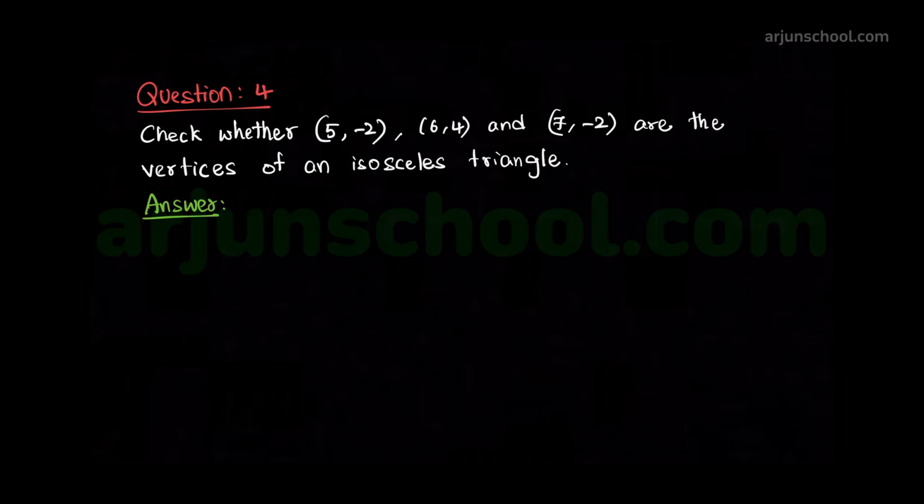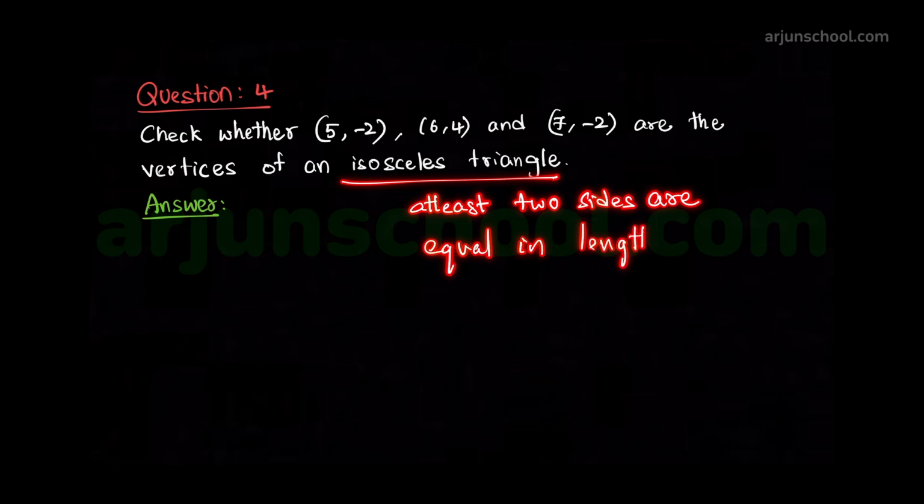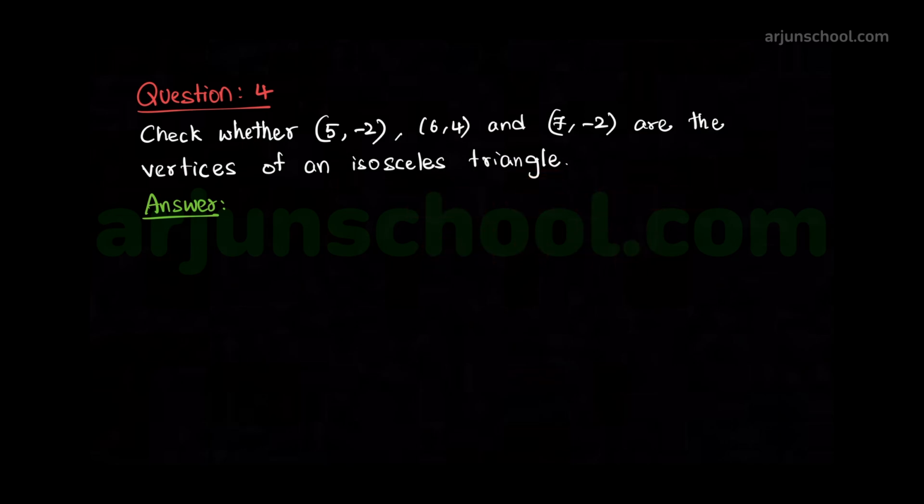Answer. A triangle is called an isosceles triangle if at least two of the sides are equal in length. Now, to check if the given points are vertices of an isosceles triangle, we find all the three sides and check if any two of those lengths are equal. Let the points be A(5, -2), B(6, 4), and C(7, -2). We have just named the given vertices as A, B, and C.